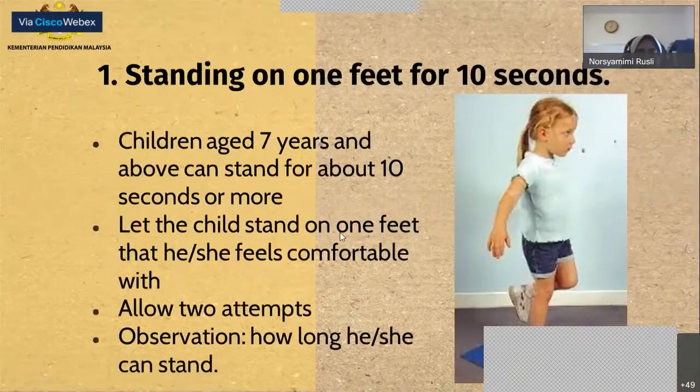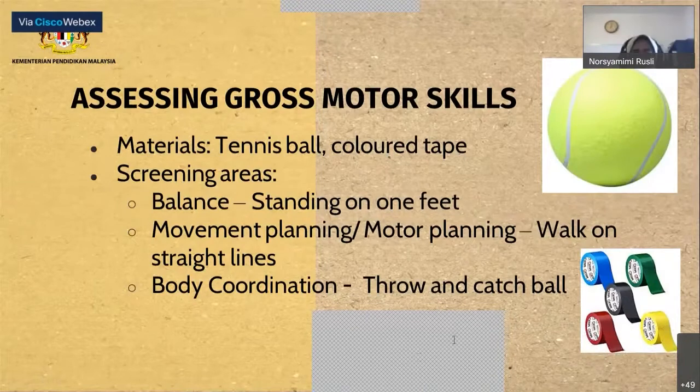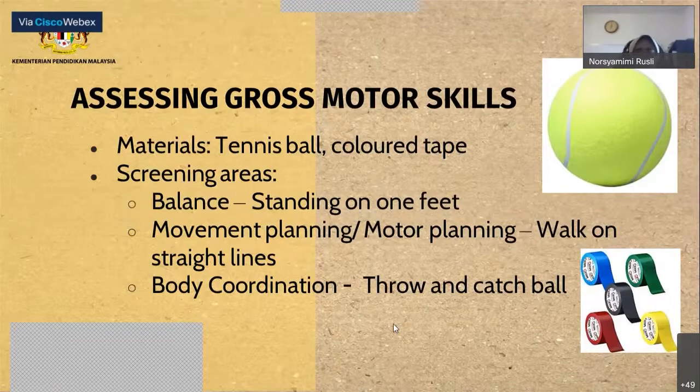Okay, how to assess gross motor skills. The materials that you need are a tennis ball and colored tape. The screening areas, just like I mentioned just now, are balancing skills, which you can do through standing on one foot; movement planning, or motor planning, by walking on straight lines; and body coordination, throwing and catching a ball.